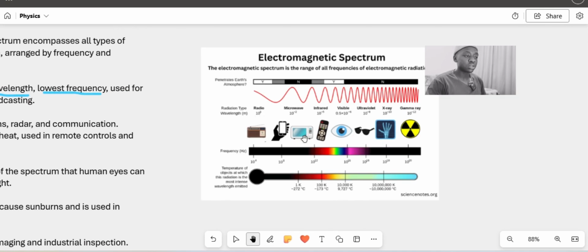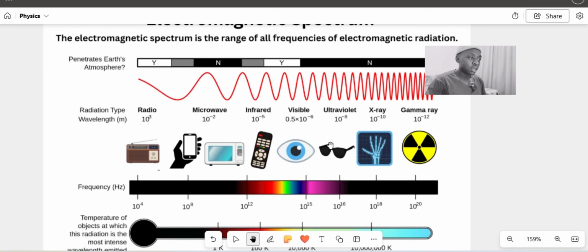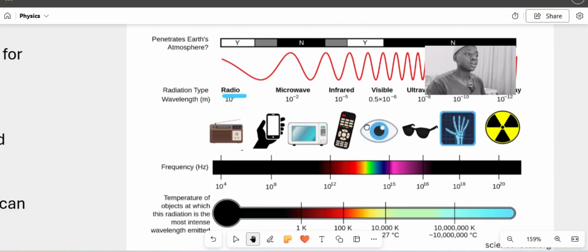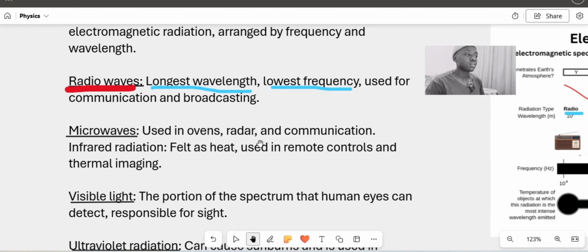Let's go to this diagram on my right here. As you can see, these are the radio waves. The radio waves have a lesser frequency. This red line is frequency. They have lesser frequency, but they have what? A longer wavelength.